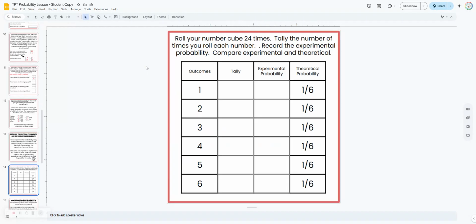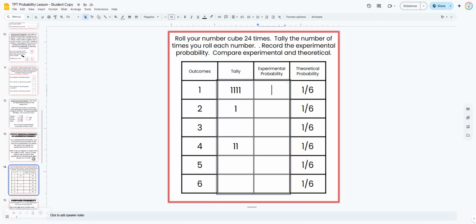And here they're going to roll their number cube 24 times, and they're just going to tally how many times they received each of these numbers. So here, 1, 1, 1, 1. Let's say they got a 1 4 times. Maybe they got a 2 1 time. They got a 4 twice. And again, they're going to roll 24 times, and they're just going to tally each of these.